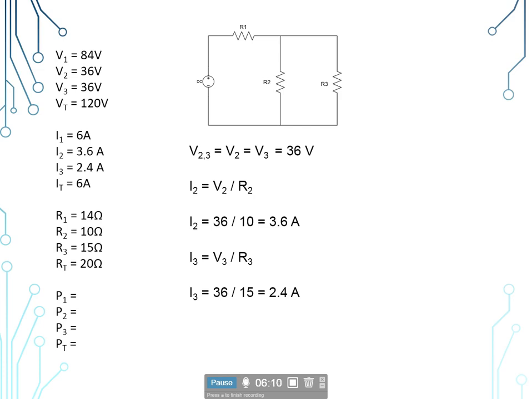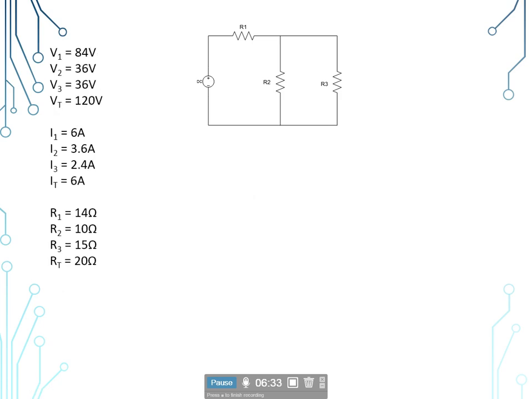Now, to make sure that we did the parallel circuit currents properly, remember I sub t is equal to I sub 2 plus I sub 3, giving us that 6 amps. So our current in equals our current out, and so we did our math right.